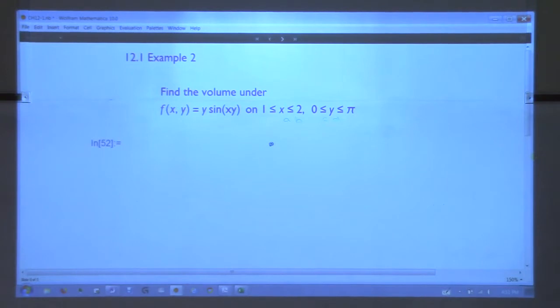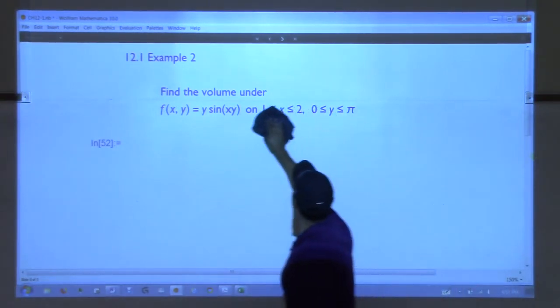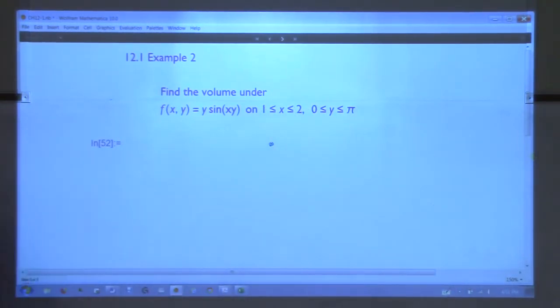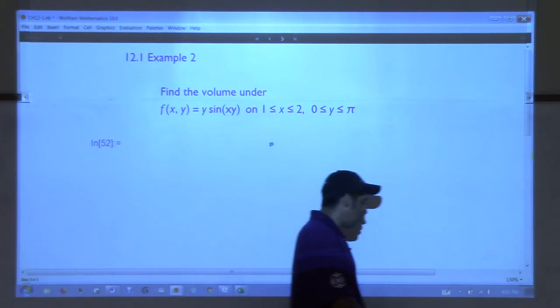What about this one? Why don't you try setting that one up? Just write out the double integral first, then we're going to go around and see what people have. I'll give you another minute to just write it out. Don't try integrating yet.